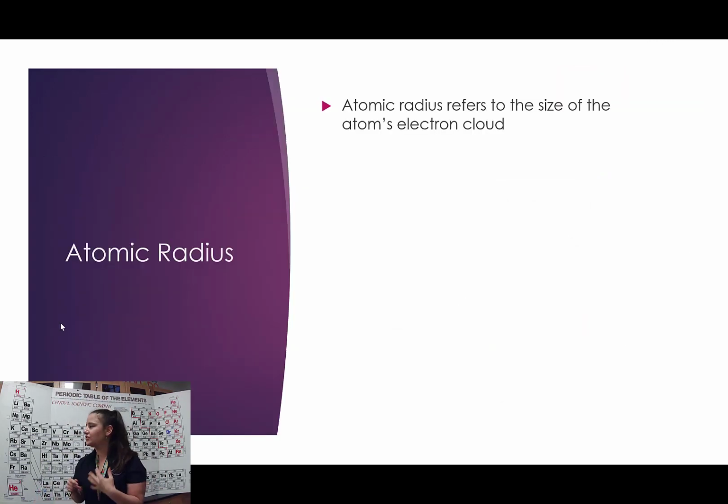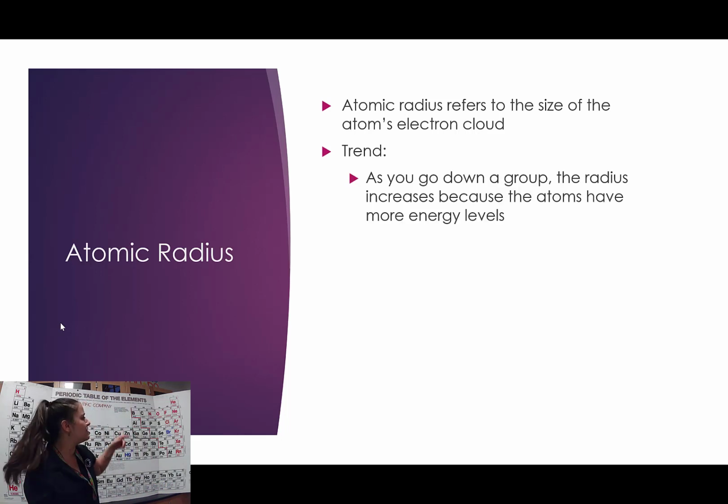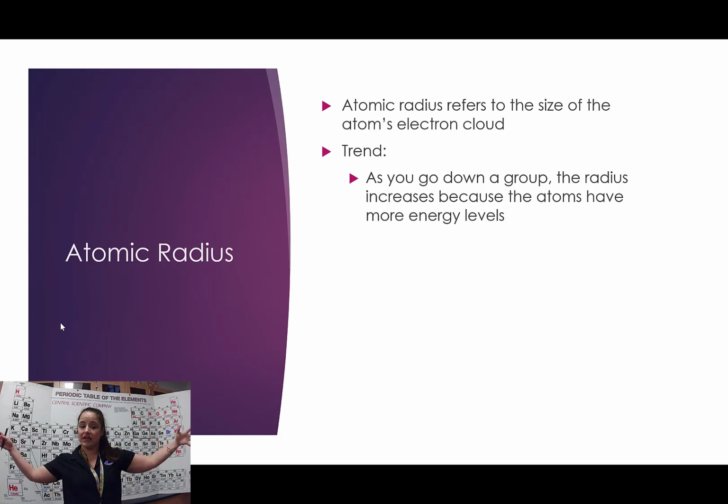Now, atomic radius just refers to the size of an atom's electron cloud. Okay, so the general trend for it is as you go down a group on the periodic table, the radius increases, which makes sense, okay? Hydrogen has 1 energy level. Lithium has 2 energy levels. Sodium has 3 energy levels. So you're just adding layers of electrons as you go down that group. So you're gonna have a bigger radius.